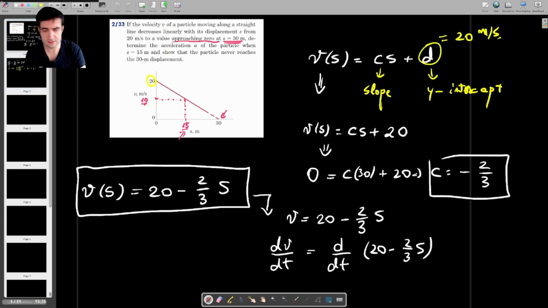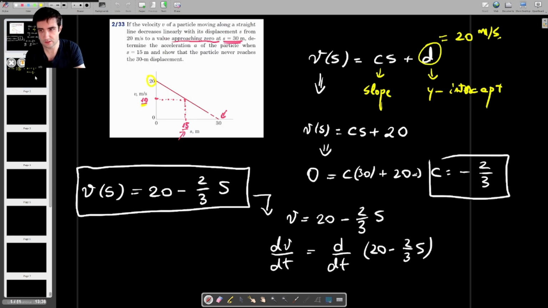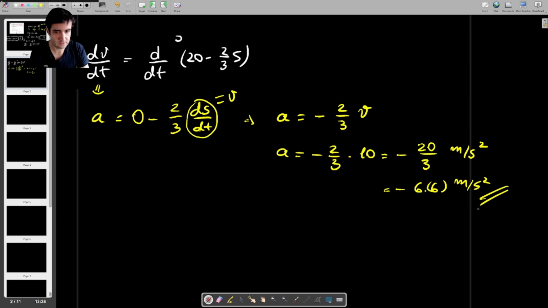Okay, so we can actually use the graph to figure out that the velocity is going to be 10 at 15 meters based on geometry. So if we replace the velocity with that value, which is 10, then this will be minus 20 over 3. And you can leave it like that if you want, or you can calculate the fraction, and this is going to be equal to minus 6.6 recurring meters per second squared. So that's the acceleration, or the deceleration rather.